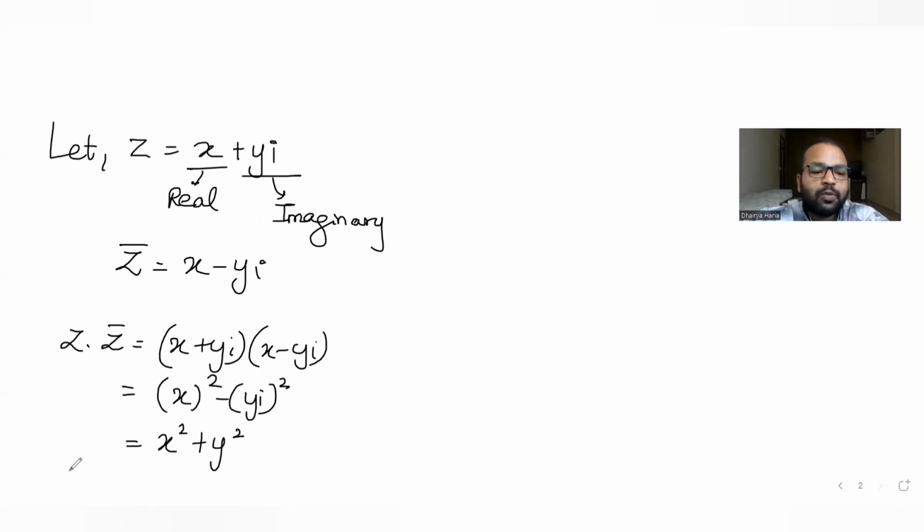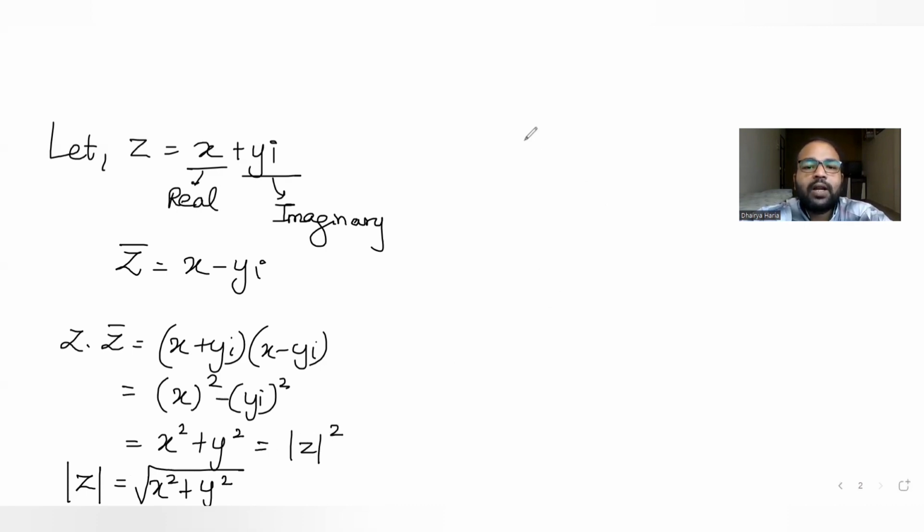Now I have x square plus y square, and I also know that mod of this complex number, mod of z, is given by the root of the real part square x square plus the imaginary part square y square. So x square plus y square can be written as mod of z the whole square, because mod of z is root of x square plus y square; if I need x square plus y square, I square both sides. So what I understand is that z into conjugate of z is nothing but mod of z squared.